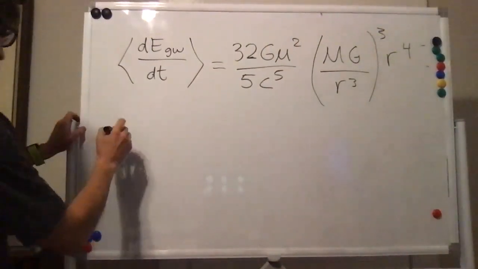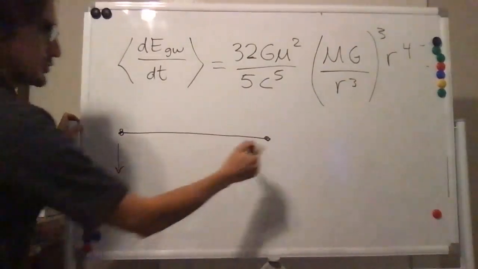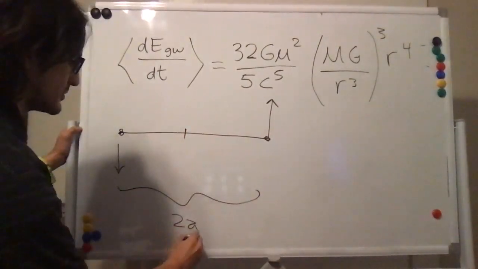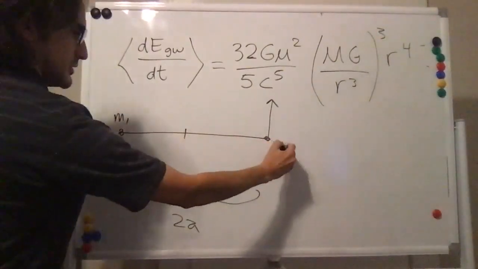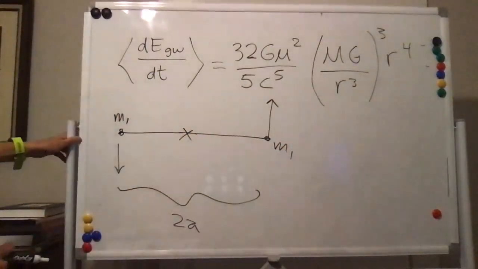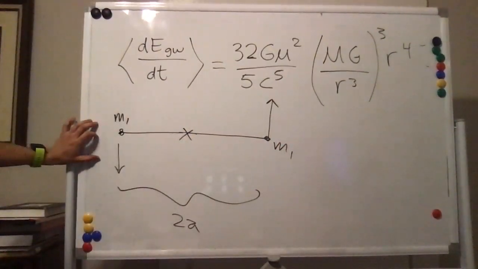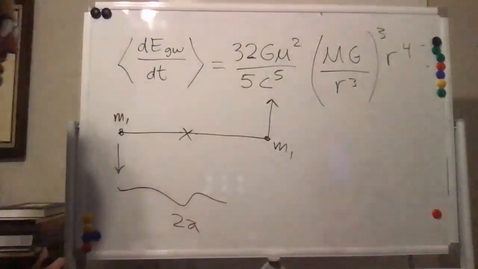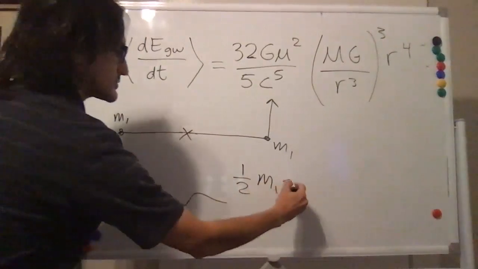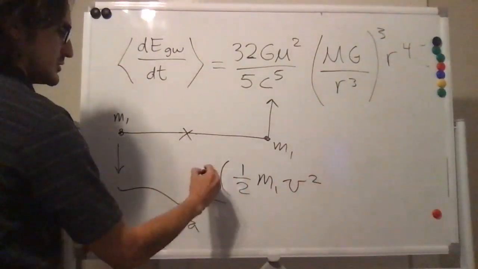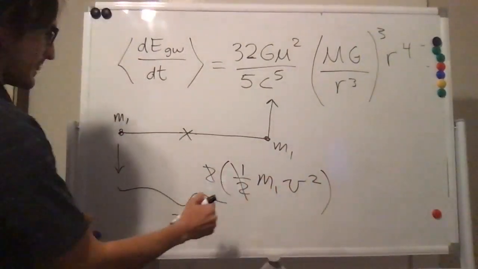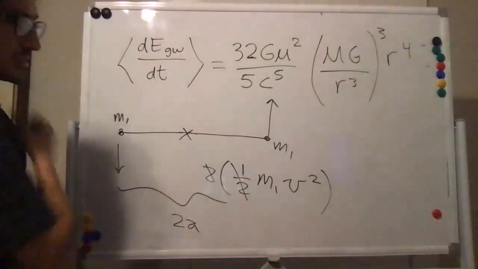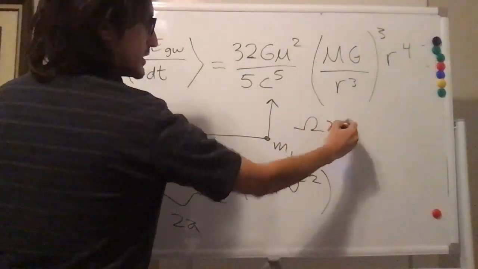So if you have two white dwarfs, this is the 2A, they have the same mass, so the center of mass is at the center, at A. What is the kinetic energy, or how can we get it? I have two stars. What is the velocity of each one? Omega r, right?